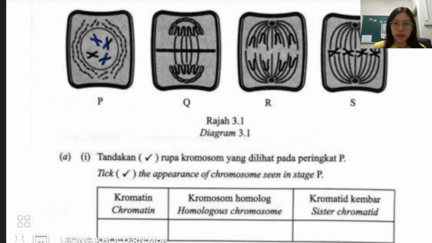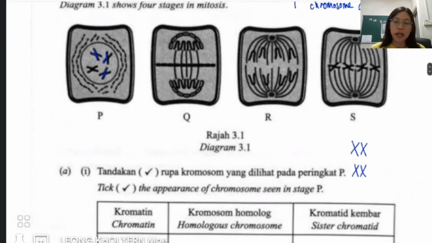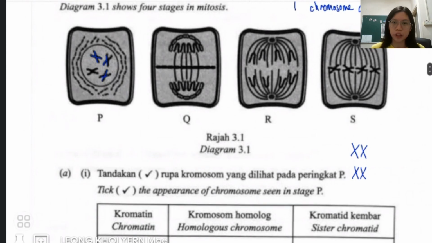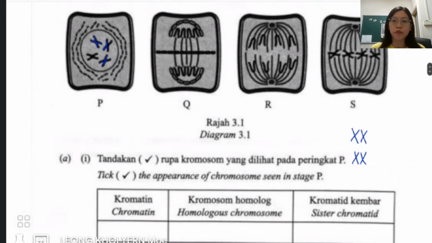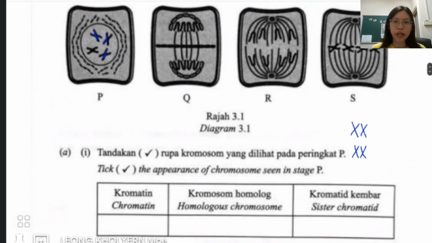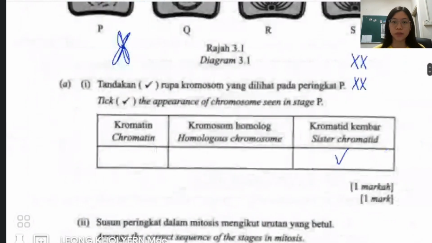So chromatin is basically excluded. What about homologous chromosome? Homologous chromosome exists in meiosis only. It is a pairing up of 2 chromosomes together, and it can only be seen in meiosis. This is just mitosis, so all of them are single. And for sister chromatid, there are sister chromatids right here. This chromosome consists of two sister chromatids.